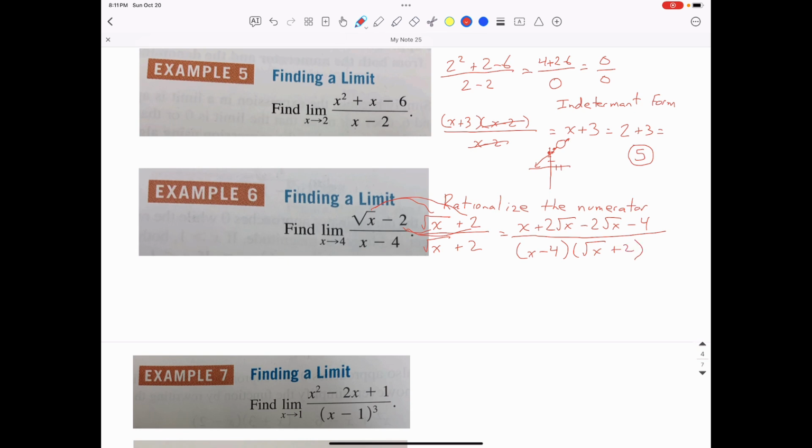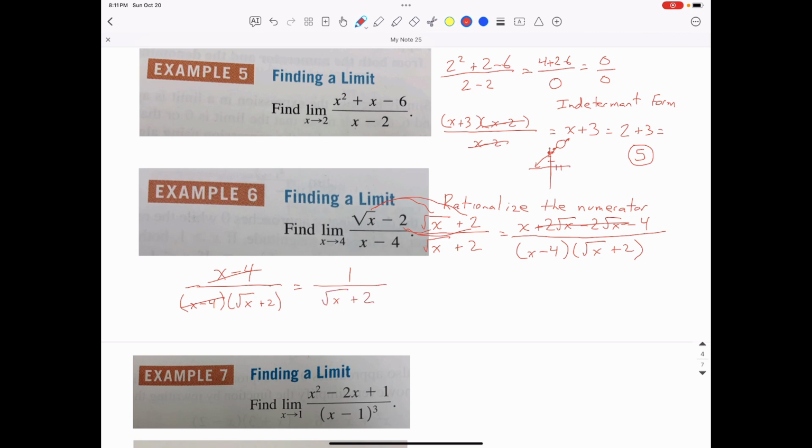So the 2 square root of x minus 2 square root of x, they're going to cancel each other out. And that's going to leave us with x minus 4 over x minus 4 times the square root of x plus 2. Now you can see that we have an x minus 4 in the numerator, x minus 4 in the denominator. Those are going to cancel each other out. That means we are going to be left with a 1 in the numerator and the square root of x plus 2 in the denominator.